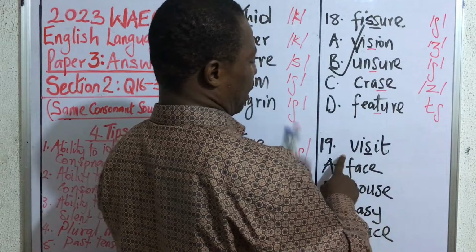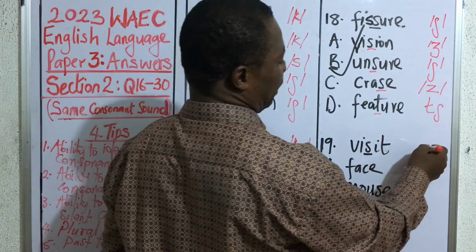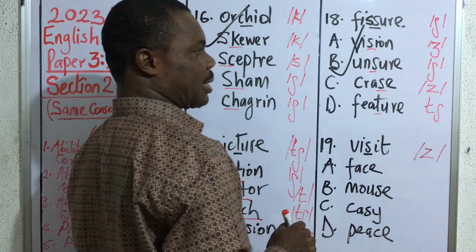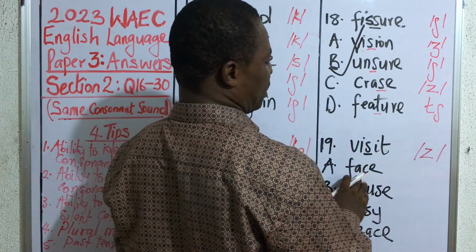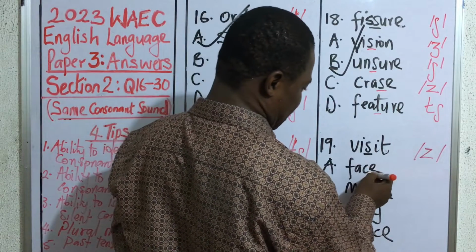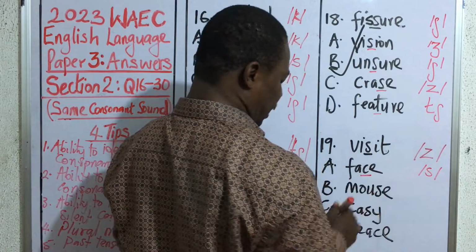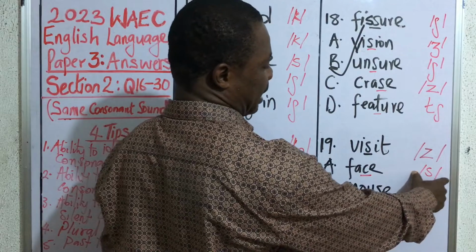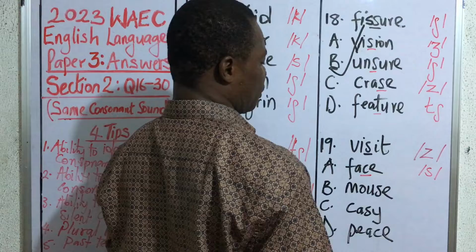Question 19, you have visit. This letter S here is denoted by the consonant Z. So you have visit, not visit, it's visit. Option A, you have face. The sound that is represented by the letter C here is S. Take note that all letters C in production give us either the sound S or the sound K. Alright, so that is that.